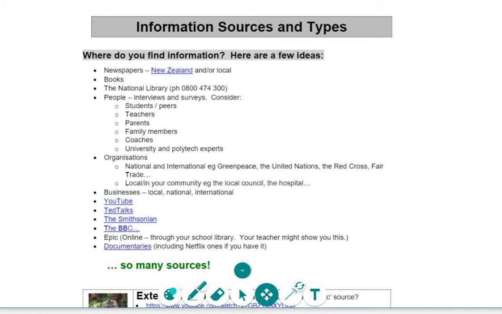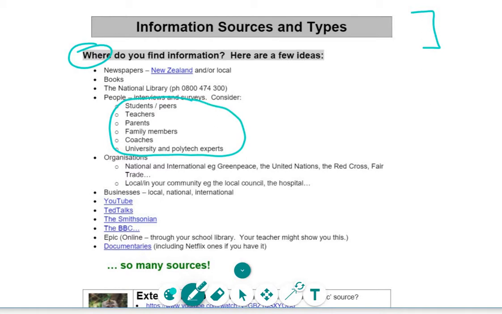Okay, page 16 now, information sources and types. So where do you find information? Well, here are a few ideas. Obviously, newspapers, books, and so on. There's loads of things. Don't forget the people that are right in front of you: your coaches, your school principal, a teacher, your fellow students, your peers. What about doing a survey with them? That's a great way to get primary information.